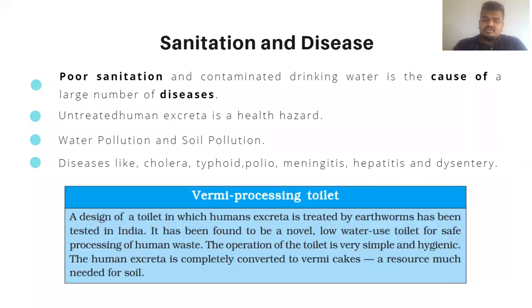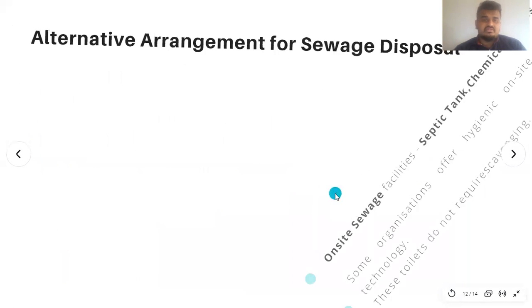A vermi processing toilet is a design of a toilet in which human excreta is treated by earthworms, and it has been tested in India. It has been found to be a novel, low water use toilet for safe processing of human waste. The operation of the toilet is very simple and hygienic, no rocket science. The human excreta is completely converted to vermicast, which is used in plants.